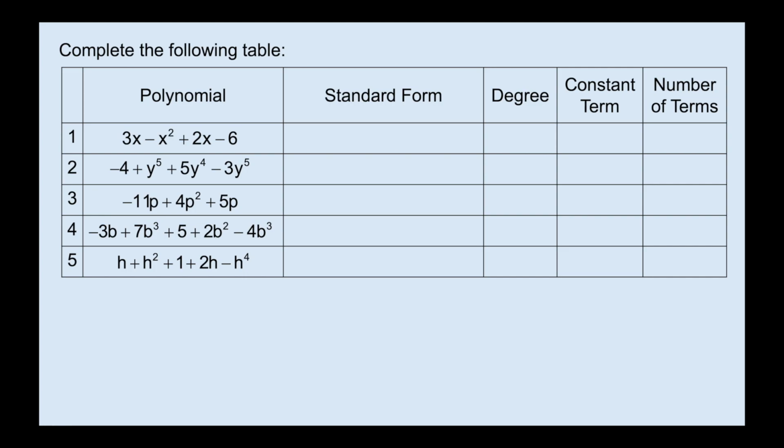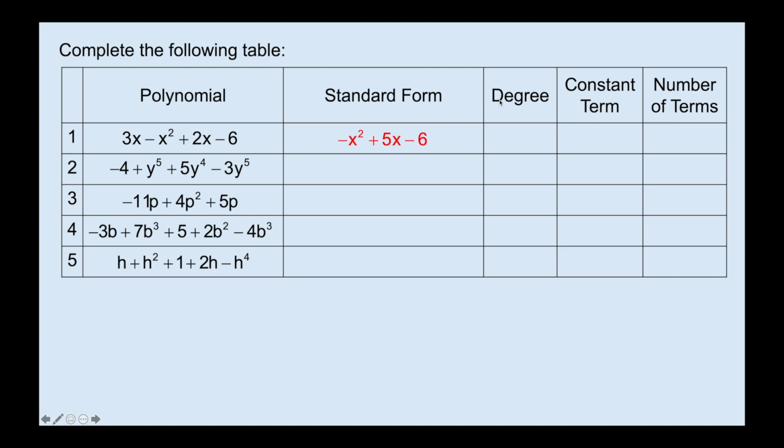We now are going to look for our linear term, and 3x and 2x here can be combined to give me 5x, and then finally we have our constant, which is going to be minus 6. So here's our standard form. Now based on that, we want to come up with the degree, the constant term, and the number of terms.